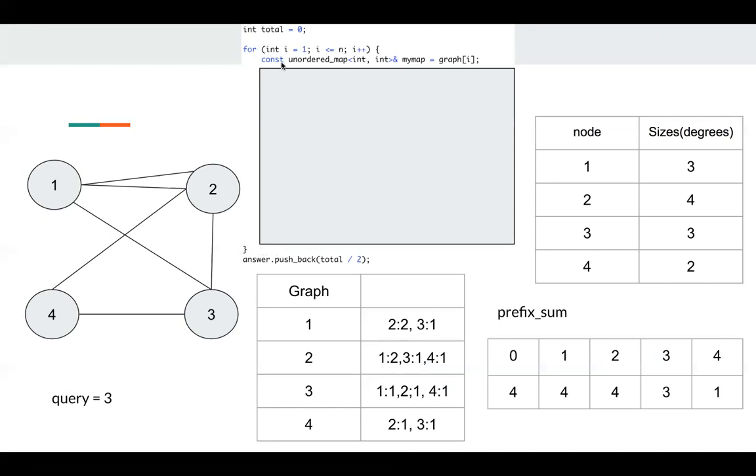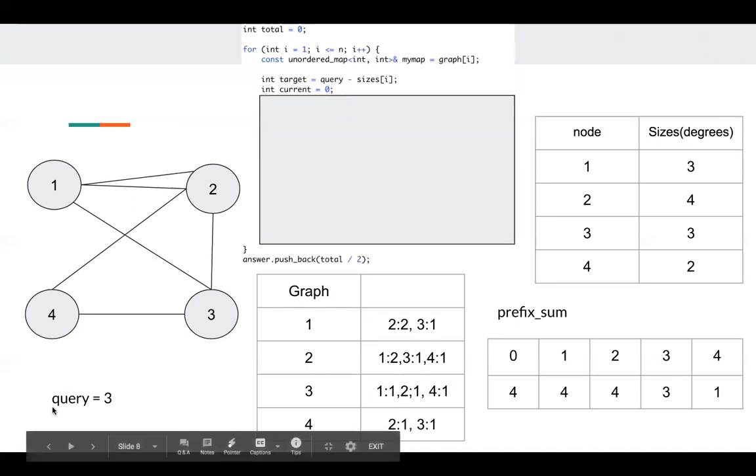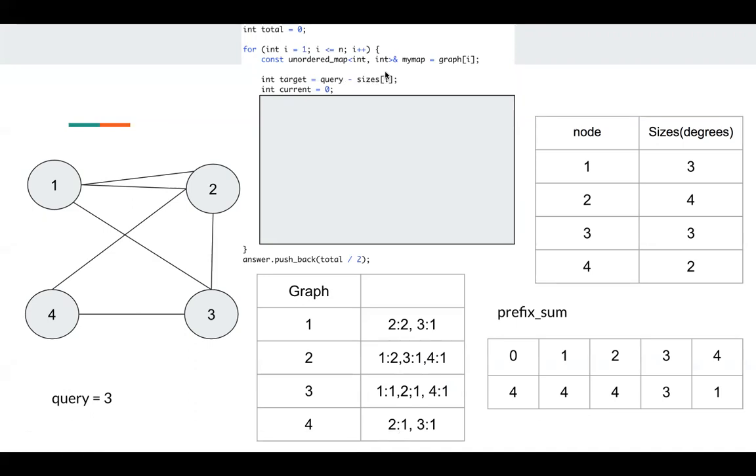And note here, I will loop over each node and pair other nodes with the current node and add the answer to this total. Note I need to divide by 2 here, since when i is 3, I count 2, but when i is 2, I also count 1. So I count them twice. I need to divide by 2 at last. Okay, and this is our query, and our target is query minus the degree of i, since we want to pair the current node with another node so that the total number of degrees is greater than query. So we can use this array to get that number.